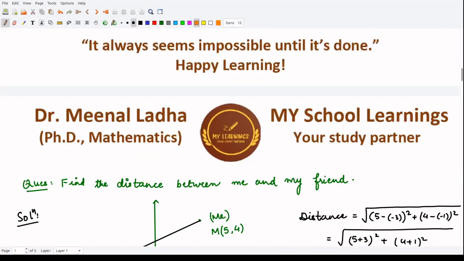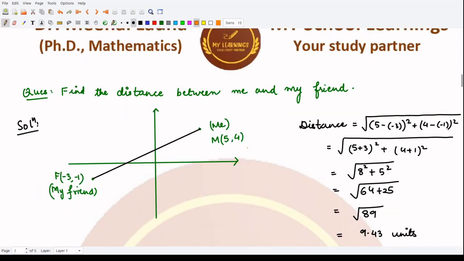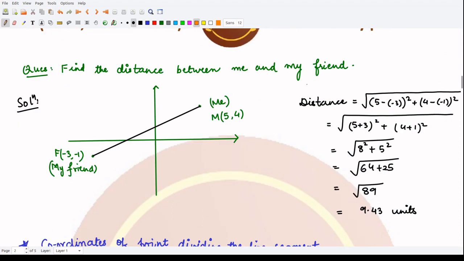So let's take an example. If I tell you to find the distance between you and your friend, how can you do that? Suppose you are standing at the position (5, 4) and your friend is standing at the position (-3, -1). Then according to the distance formula, the distance comes out to be equal to 9.43 units, right? Whatever the unit is here, you can write it down. It could be meter, it could be kilometer, and so on.